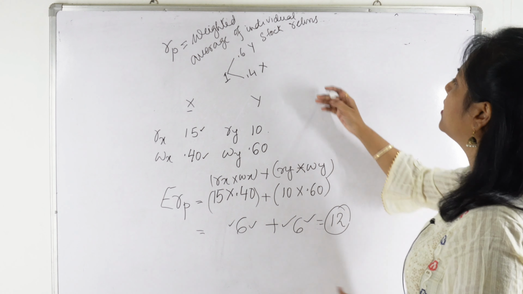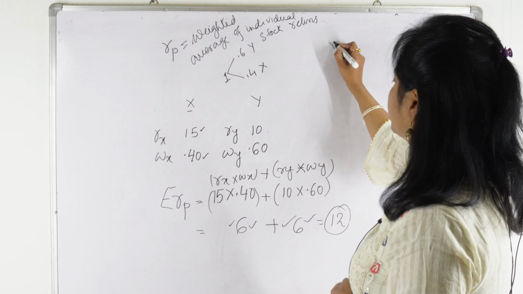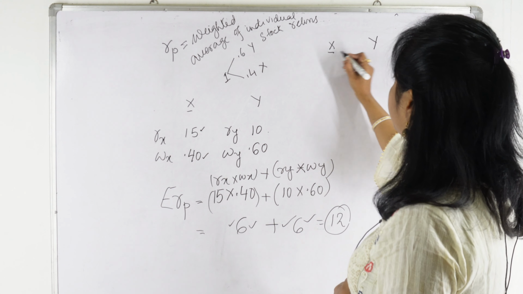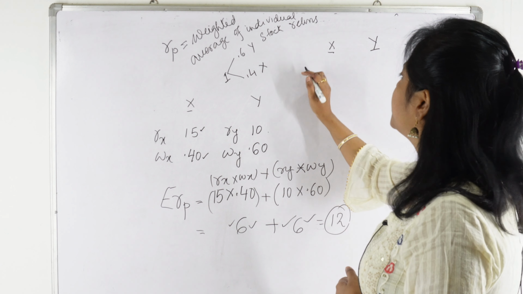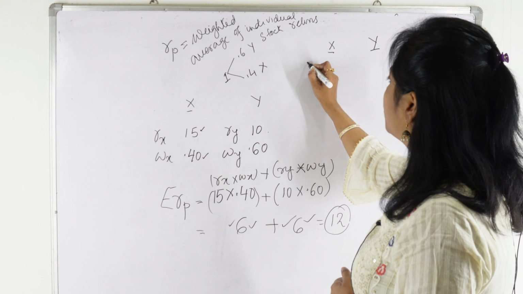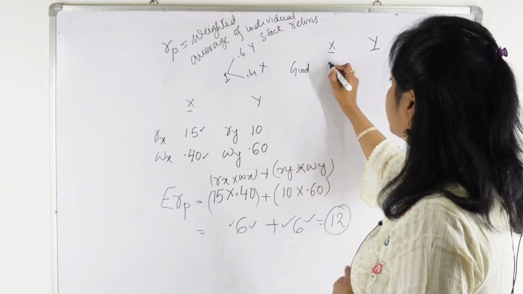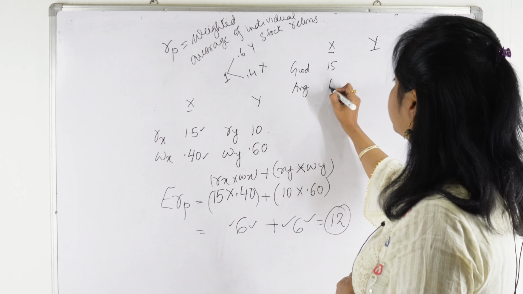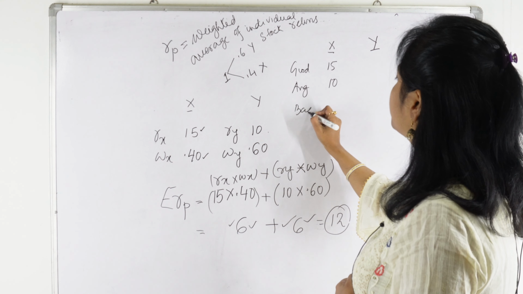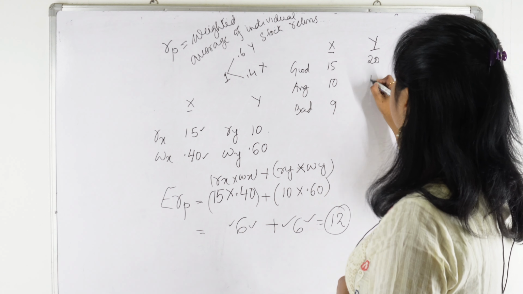So it's very simple. Say for example you have X and Y, two different stocks, and you have the expected returns. Suppose in a very good condition the return is, say, 15 rupees. In an average situation the return is 10 rupees. In a very bad situation the return is 9 rupees. You have here some values.